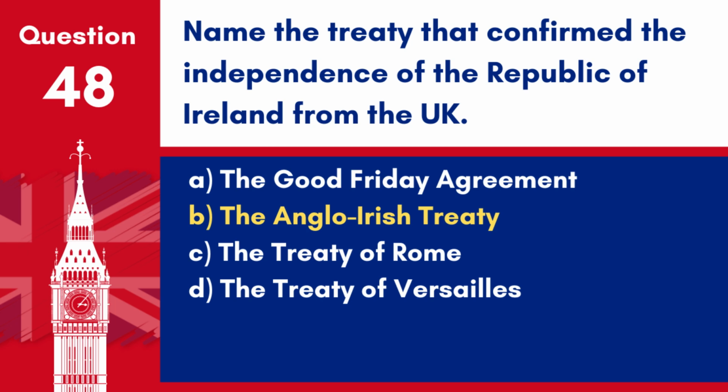Answer B. The Anglo-Irish Treaty. The Anglo-Irish Treaty was signed in 1921 and led to the establishment of the Irish Free State, which later became the Republic of Ireland, confirming its independence from the United Kingdom.